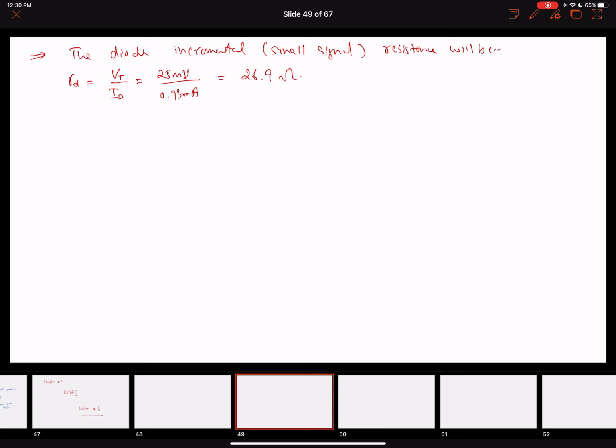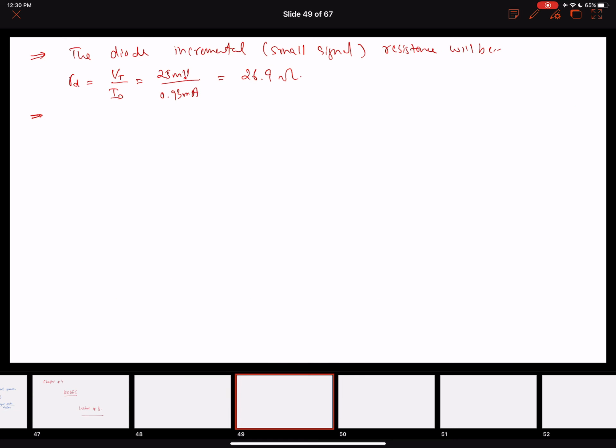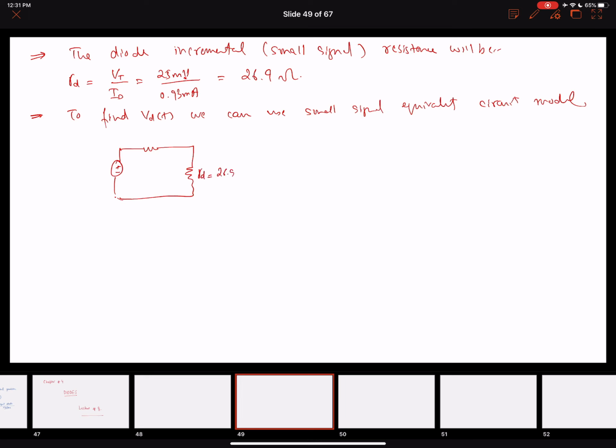Okay, so the question was, I was interested in finding both the values, this DC value and this time varying value. We found the DC value, which is 0.7 volts. Now I'm interested in finding the value of VD of t. To find VD of t, we can use the small signal equivalent circuit model. What was the small signal equivalent model? We saw that we have a resistor, and instead of a diode, we can use this value of RD, which is over here 26.9 ohms.